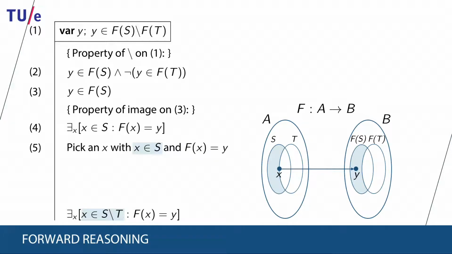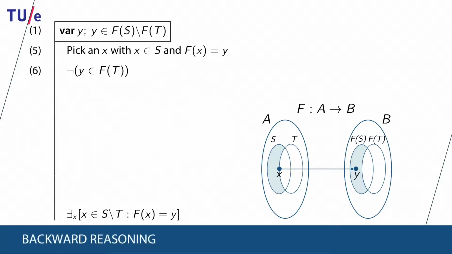Our goal existential quantification needs x to be in the difference of S and T. And so far, we only know that x is in S. We have deliberately drawn x at the border of T to suggest that it may actually still be an element of T, and hence not in the difference of S and T. So we still need to prove that x is not in T, and we shall see that this can be derived from the fact that y is not in the image of T under F.